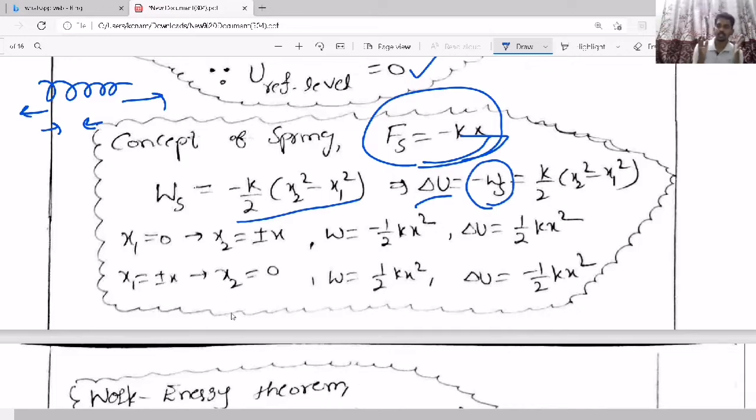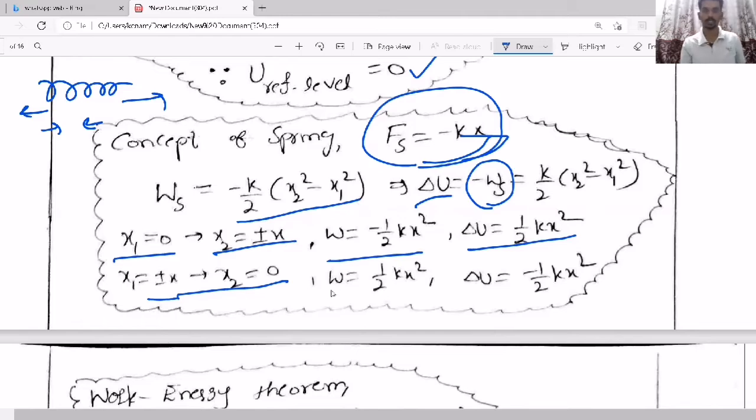So from natural length. Initially the spring is at natural length, meaning no extension, no compression. So x1 is 0. From x1 equal to 0, if you compress or extend it by x, plus or minus, plus means extension, minus means compression, then this is the work done. And this is the increase in potential energy. Similarly, from an extended or compressed position, if you bring it to the normal position, then this is the work done and this is the decrease in potential energy. That's why we are representing it with a minus sign.